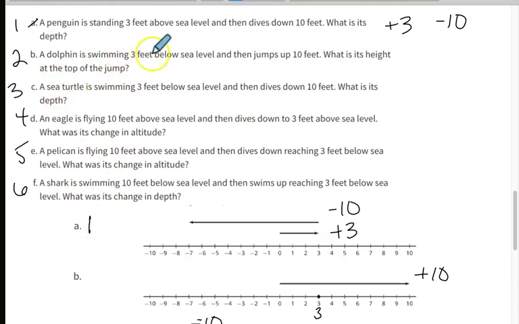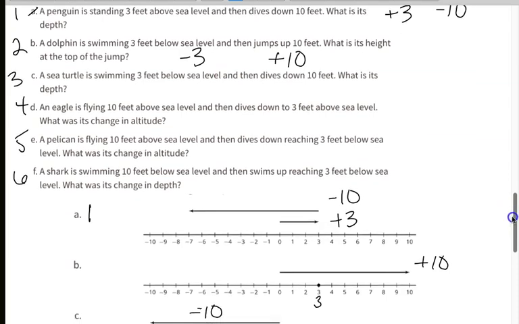A dolphin is swimming 3 feet below sea level. So I know they're negative 3 feet below. Then jumps up 10 feet. So from that negative 3, they went up 10. What is its height at the top of the jump?